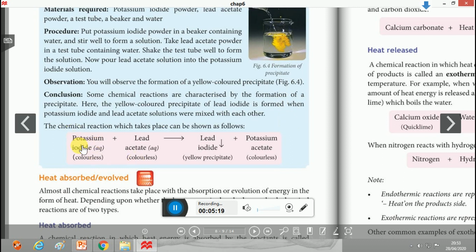And the word equation: potassium iodide, colorless. You have observed lead acetate also colorless. AQ means aqueous solution, that is, solutions made in water. Lead iodide, a yellow precipitate, forms, and lead acetate, colorless, forms. This remains in the solution.